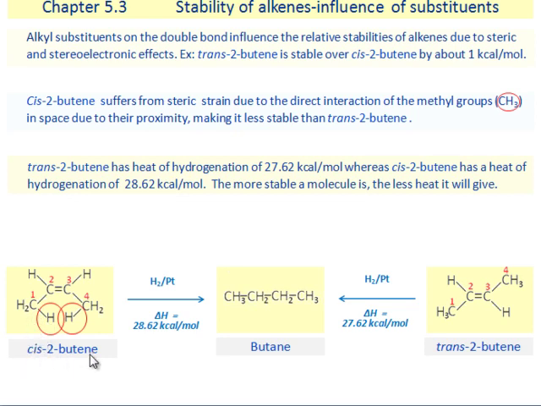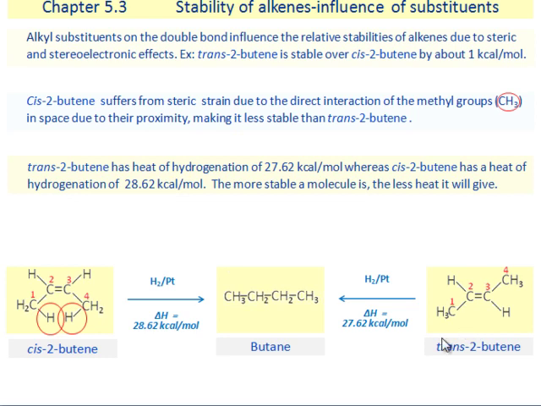Cis-2-butene suffers from steric strain due to the direct interaction of the methyl groups in space because of their proximity, making it less stable than trans-2-butene.